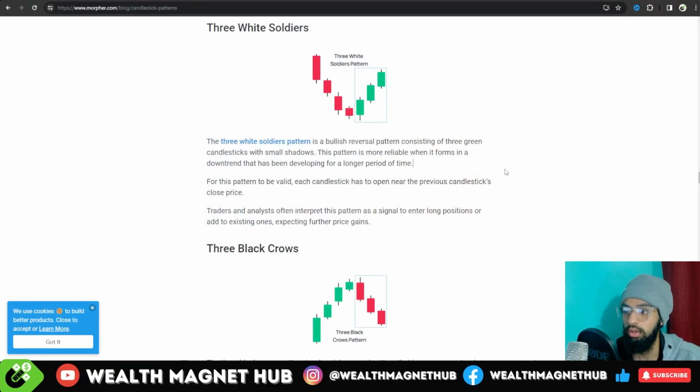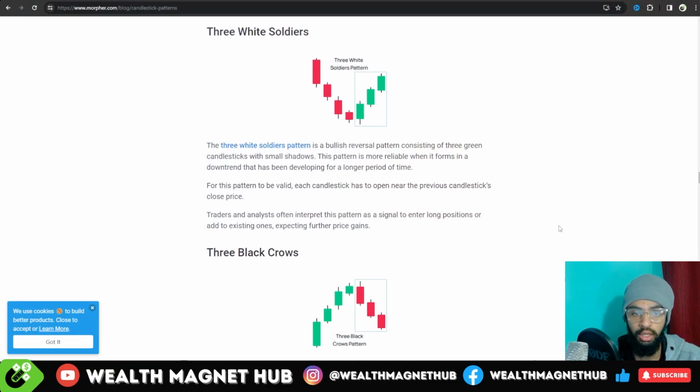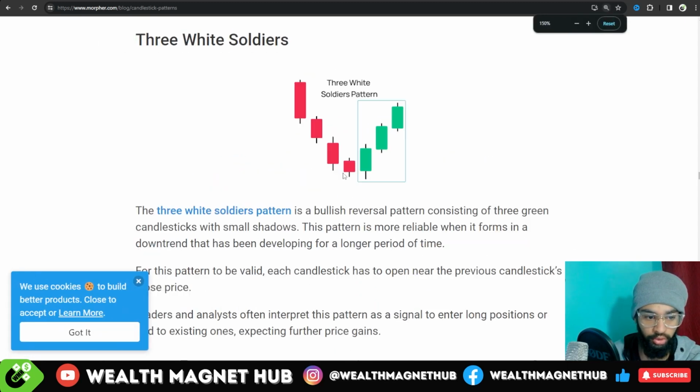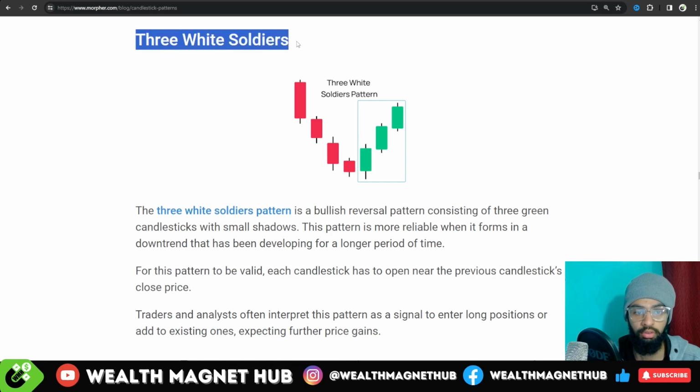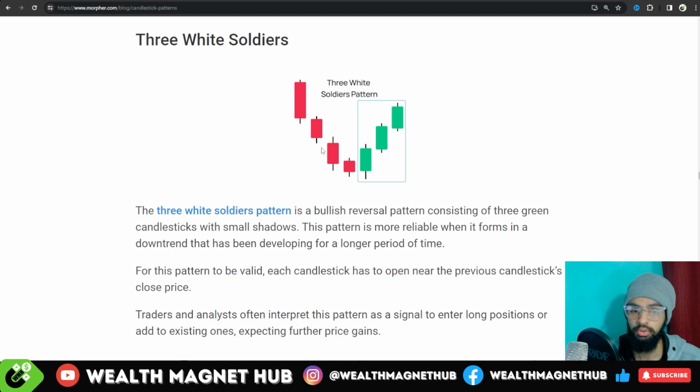So we are on a website called morpher.com, and we are looking at this article where we explain candlesticks, and we have pulled up this portion of the article where they're explaining the 3 white soldiers and the 3 black crows. So we're going to be looking at them one by one. So first, let's talk about the 3 white soldiers. So this is what 3 white soldiers look like.